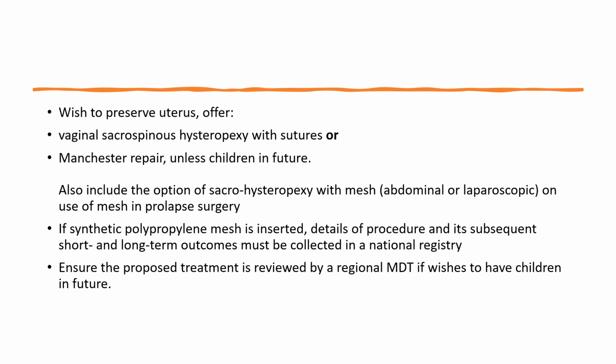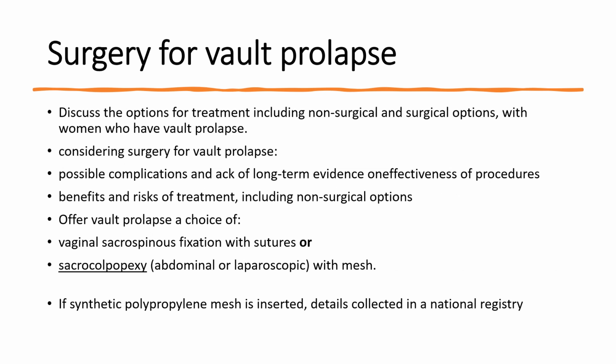Also include the option of sacrohysteropexy with mesh. On the use of mesh in prolapse surgery: if synthetic polypropylene mesh is inserted, details of the procedure and its subsequent short-term and long-term outcomes should be collected in a national registry. Ensure that the proposed treatment is reviewed by the regional MDT if the woman wishes to have children in the future. For vault prolapse, offer a choice of vaginal sacrospinous fixation with sutures or sacrocolpopexy, abdominal or laparoscopic, with mesh.